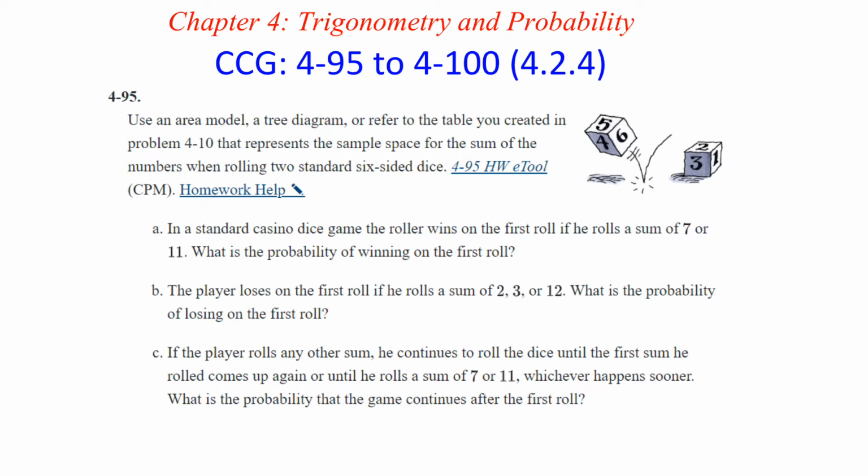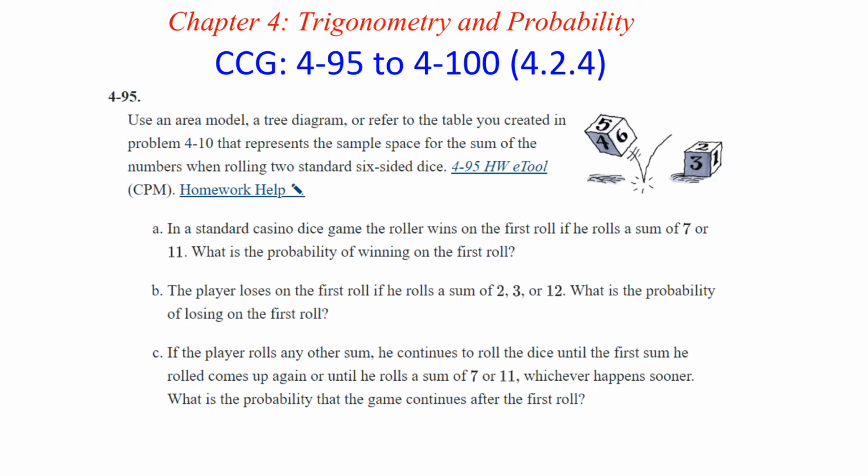Welcome to Chapter 4, Homework Questions 95 through 100. Question 95. Use an area model, a tree diagram, or refer to the table you created in Problem 4-10 that represents the sample space for the sum of the numbers when rolling two standard six-sided dice.